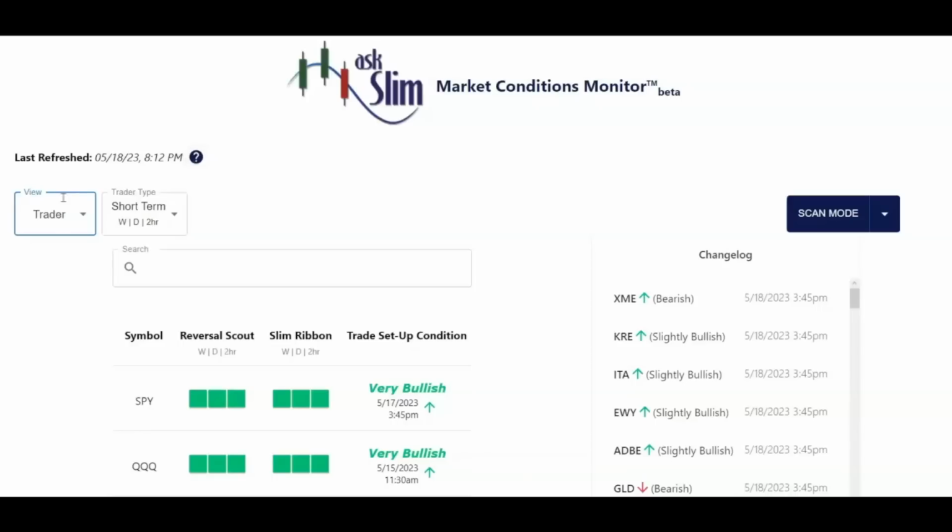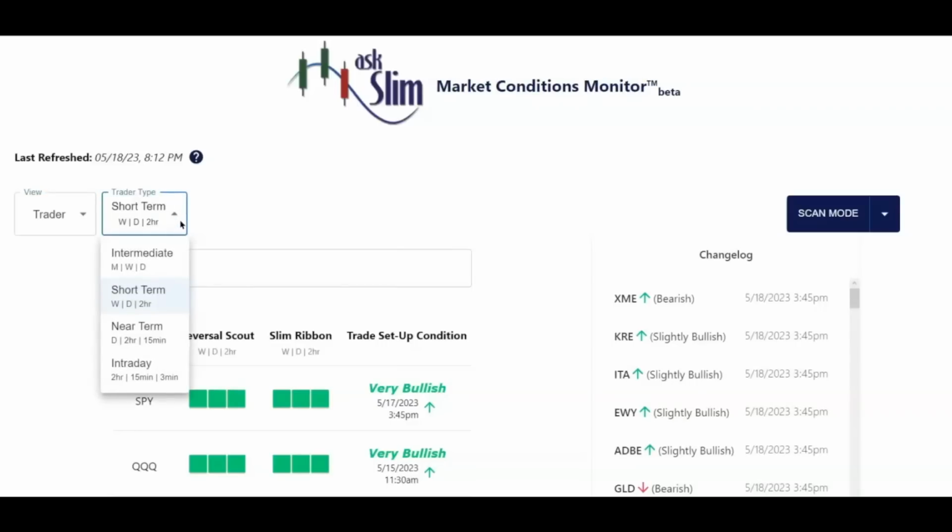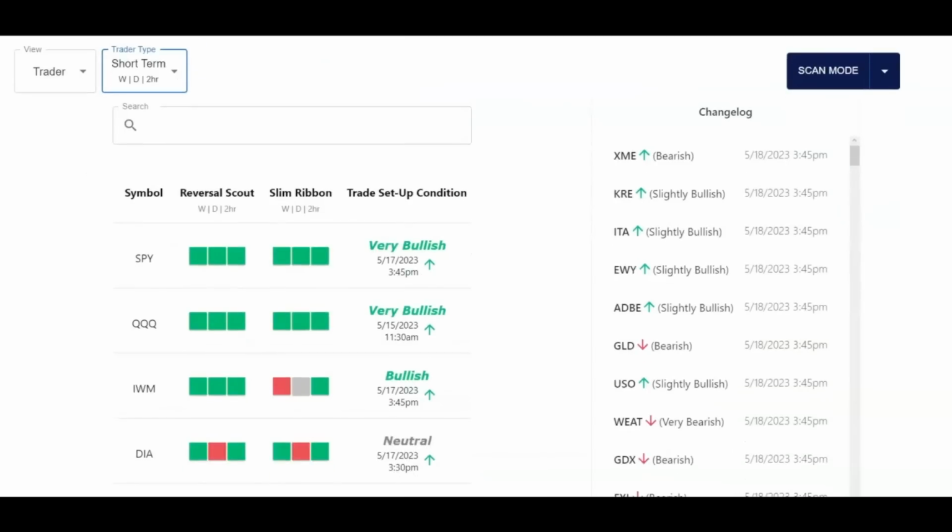And right now, what I'm looking at here is the trader version. Now, there are different ways that you could look at this, depending on what trading style that you are. And you see this is set to short term, and it could be intermediate or near term or intraday, depending on what you want to look at. I specifically want to look at the short term because what that looks at is the algorithms based on weekly, daily, and 2-hour charts, because this is the kind of swing trader type of setup, and also for option traders. So I think it's very important. What I want you to see right over here, as we're looking at the short term, you can see the SPY, the QQQ, the IWM, the DIA, and those, of course, have been bullish.